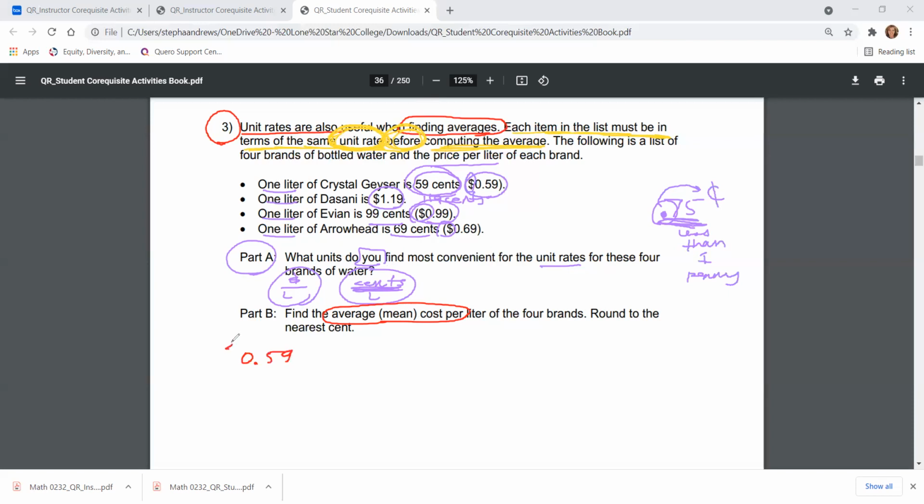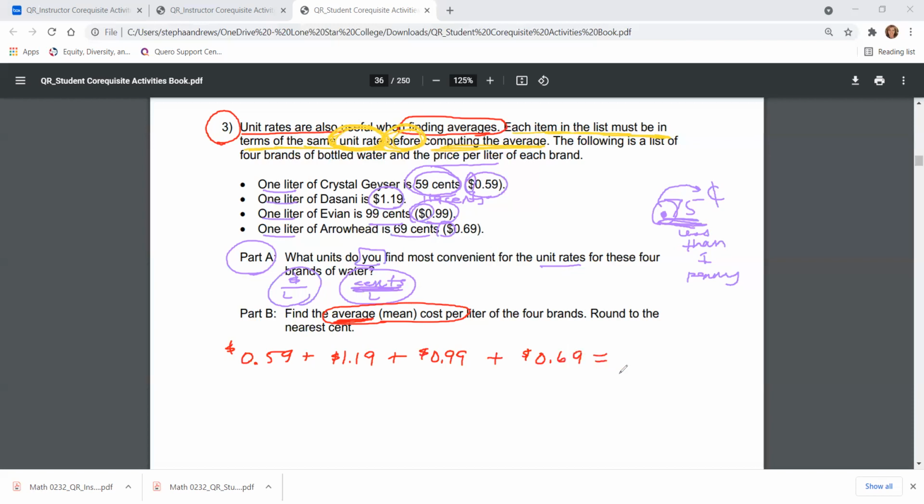Like I want to take my 59 cents because I'm looking for an average, and I need to add it to $1.19. And see, that's what's so confusing. I'm saying cents, but it's a dollar symbol. It's cents written as a dollar. And so here is 99 cents, and here is 69 cents.